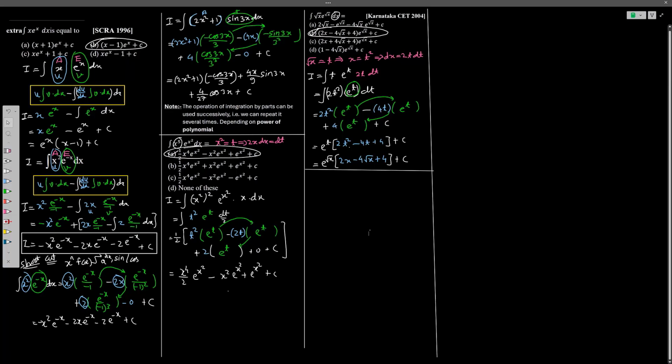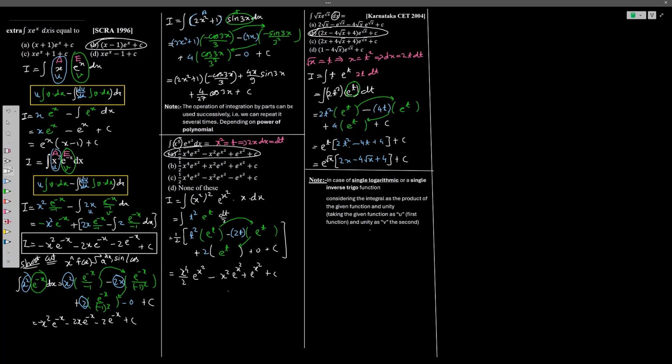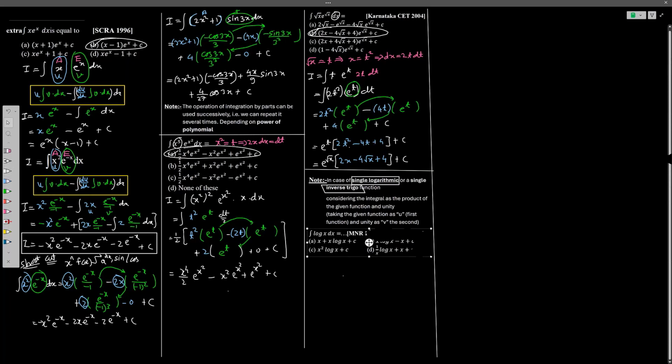Now let's go for the next topic. If log x is given in multiplication, there is no problem. But sometimes a single logarithmic term or a single inverse trigonometry function is given, whose direct integration is not available. So for that we have to consider this as function into 1. Okay? Let me show you so you get more idea.